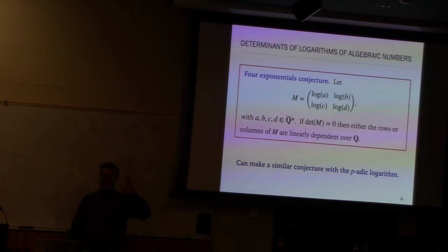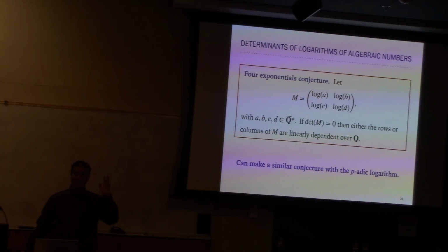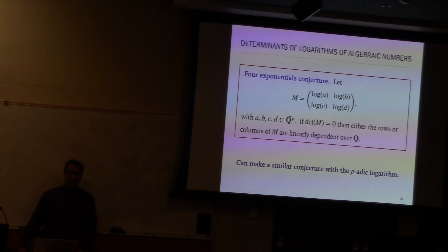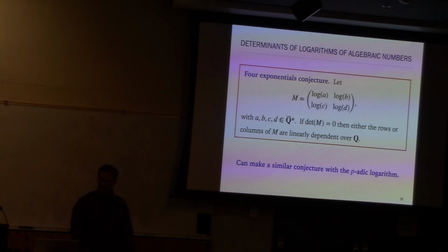We don't know, if I take log of a, log of b, log of c, log of d, when a, b, c, and d are honest integers, 2, 75, 800, 432, right? Random numbers. We don't know how to say that that determinant should be non-zero. The conjecture is that if the determinant is 0, then either the rows or columns of the matrix are linearly dependent over Q.